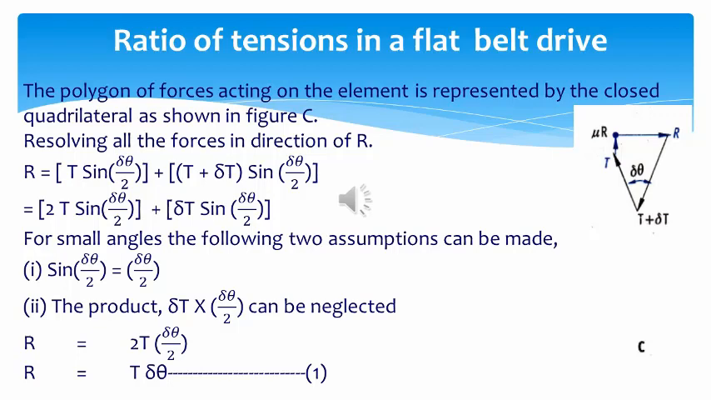So resolving all the forces, in the direction of R, we get R is equal to tension T into sine del theta by 2 plus T plus delta T into sine del theta by 2. Now bringing the common terms, 2T sine del theta by 2 plus delta T sine del theta by 2. For smaller angles, we can assume two things, that is sine del theta by 2 is equal to del theta by 2, and the product of del T into del theta by 2 can be neglected. Hence R is equal to 2T into del theta by 2, or in other words R is equal to T into del theta. Let this be equation 1.